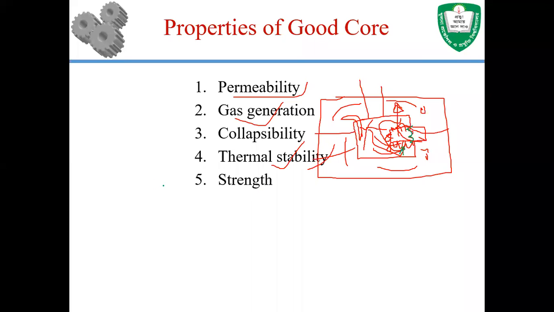So these five are the basic characteristics, and there is another one which is chemically stable, that means chemically inert. That means the core material should not react with the molten metal. If it reacts, then there will be surface roughness around the core.